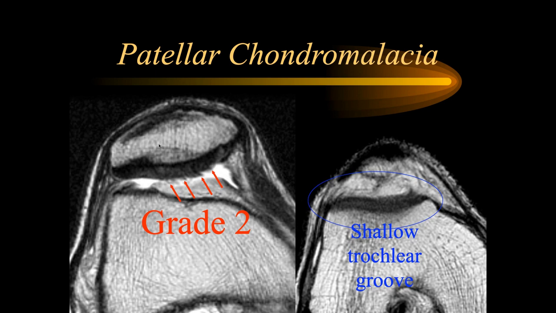And then, as you said, you do not have a very deep V shape to the patella. And if you go up and look at the trochlea, it's a very shallow trochlear groove. So this patient has some anterior compartment dysplasia, which led to them developing the chondromalacia.